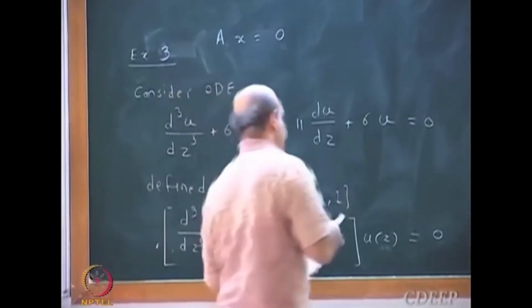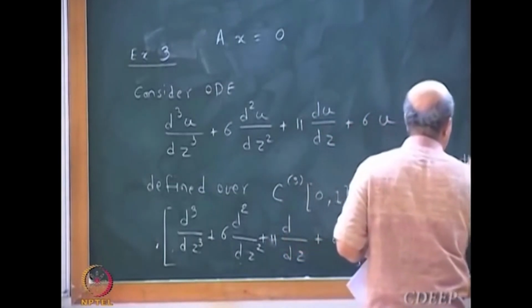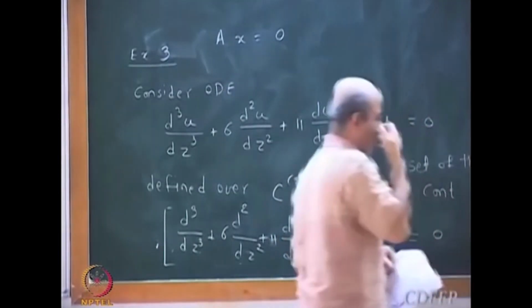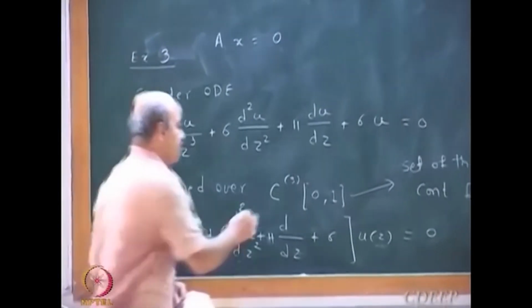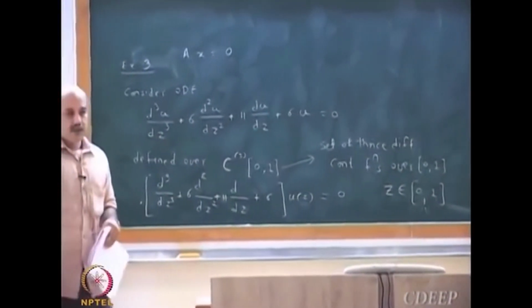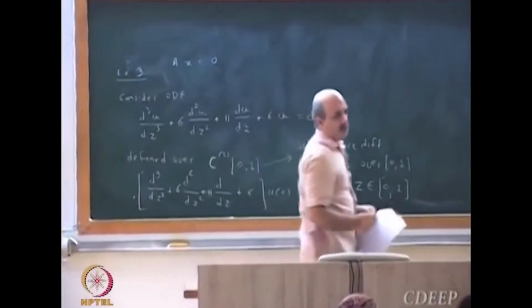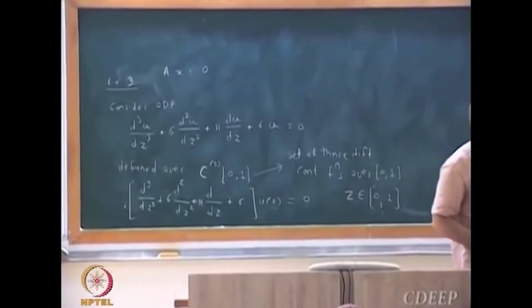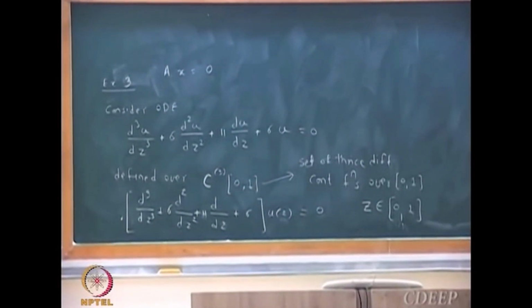So z belongs to 0 to 1, and this particular set is thrice differentiable continuous functions. C3[0,1] is the set of thrice differentiable continuous functions. Well, you know how to solve this problem. I have not given initial conditions. I want to get a general solution. I want to get a general solution to this problem.